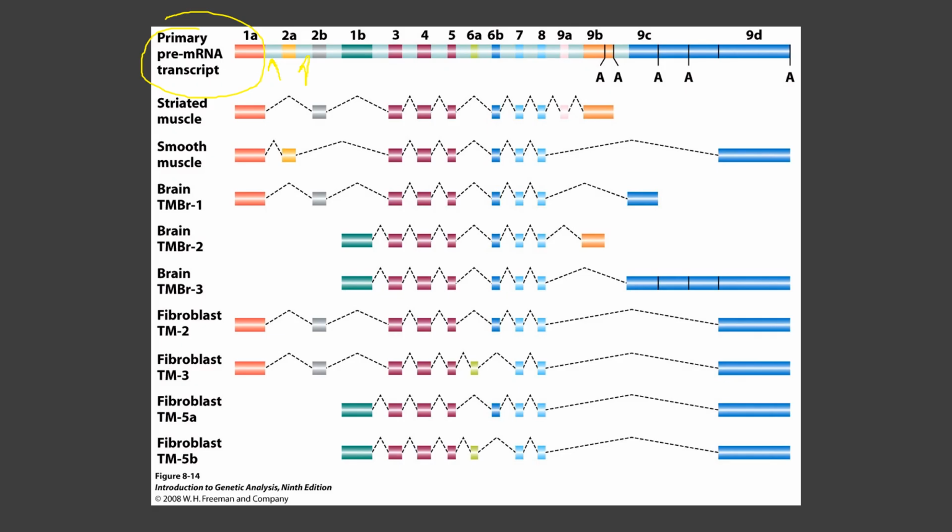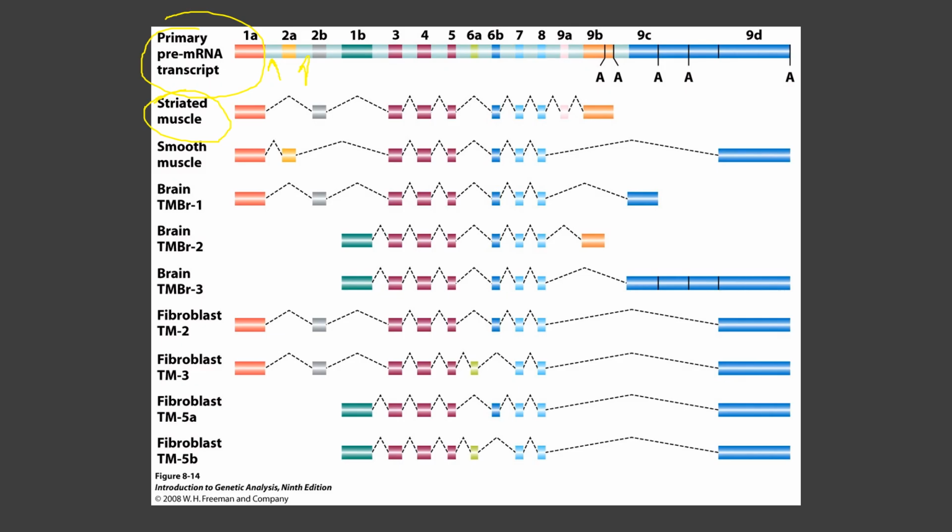But if you look and see how they represented this, in skeletal muscle or striated muscle, that's where we usually think of tropomyosin being expressed. That form of tropomyosin doesn't contain all the exons. It contains exon 1A, 2B, 3, 4, and 5. But for example, it doesn't contain exon 2A. It doesn't contain exon 1B.